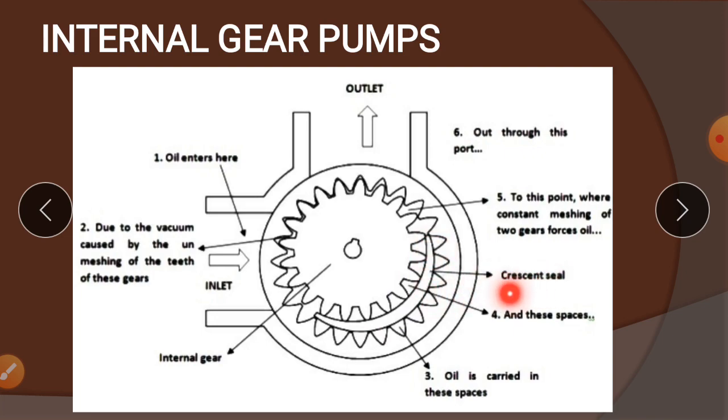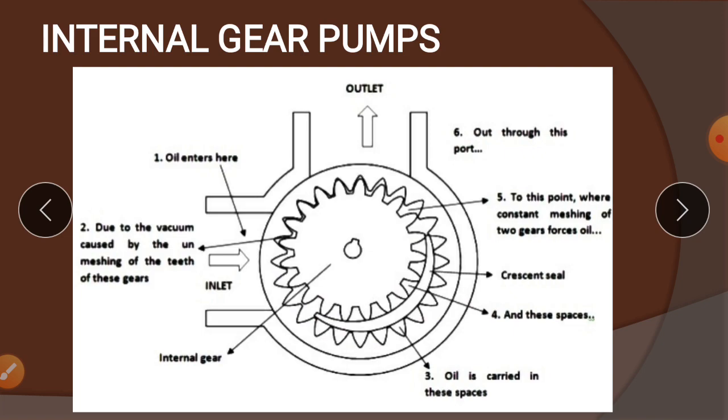This is called the crescent seal. This moon-like structure you can see here is called a crescent seal, which separates the internal gear and external gear by some distance. If you count the teeth, the external gear has fewer teeth compared to the internal gear, which has more teeth. The gear has fewer teeth to make the cavity which creates a partial vacuum.